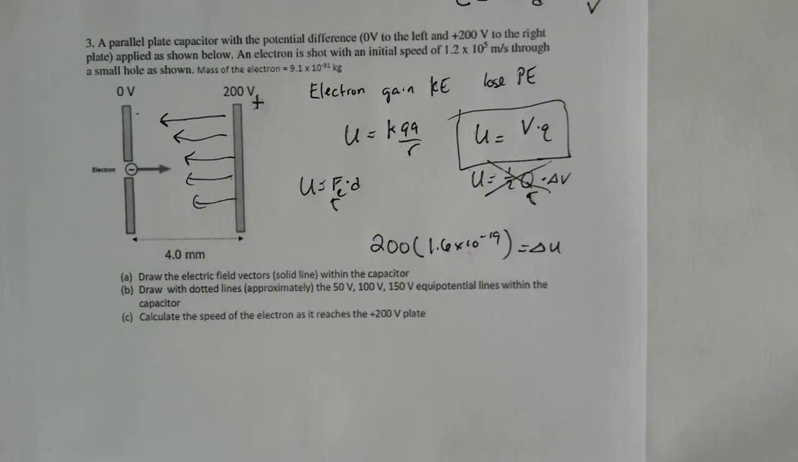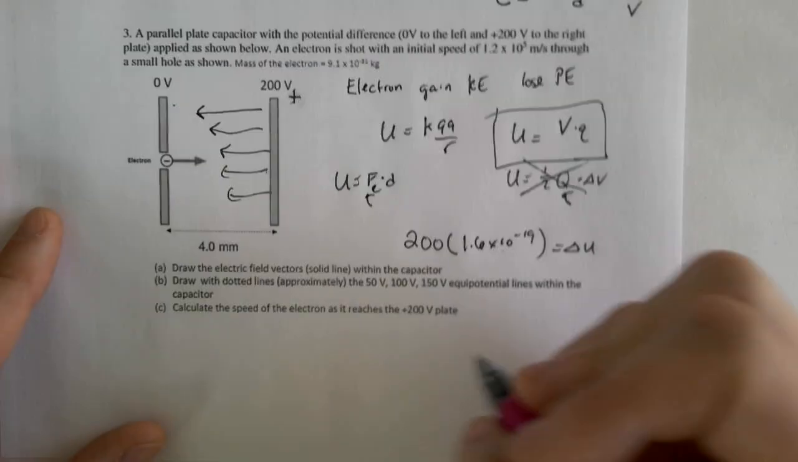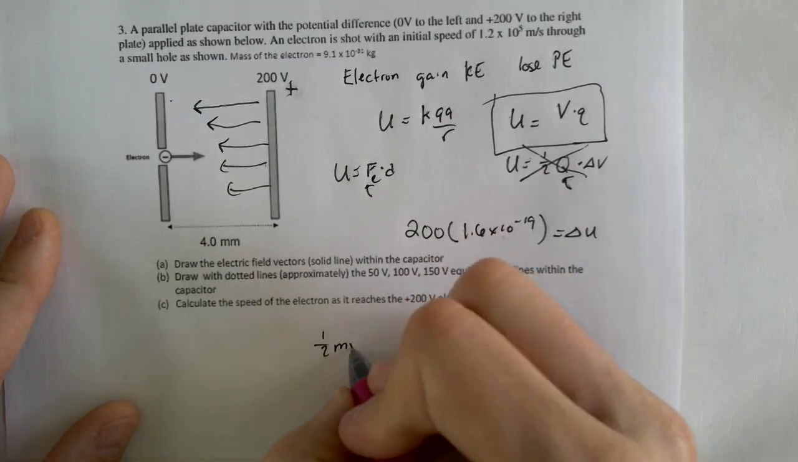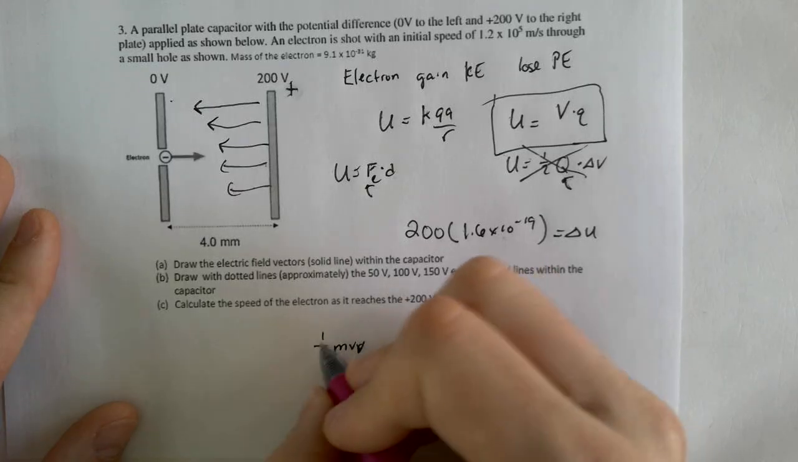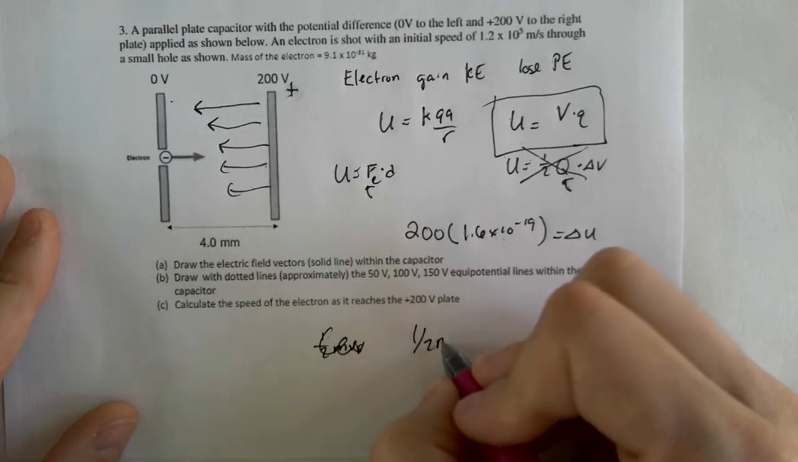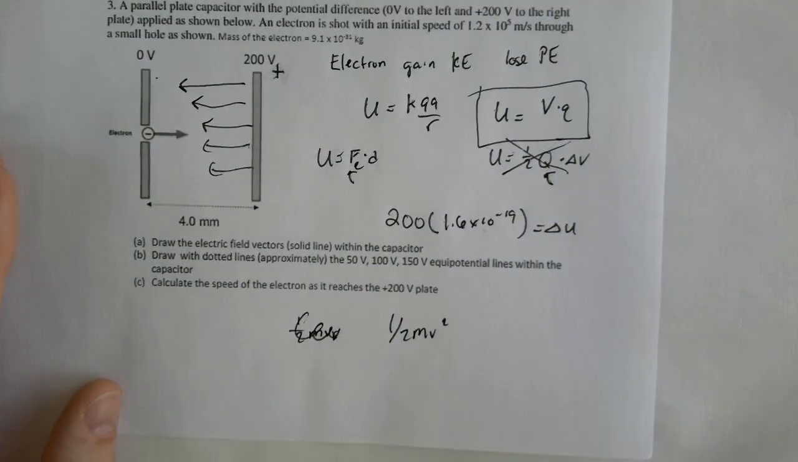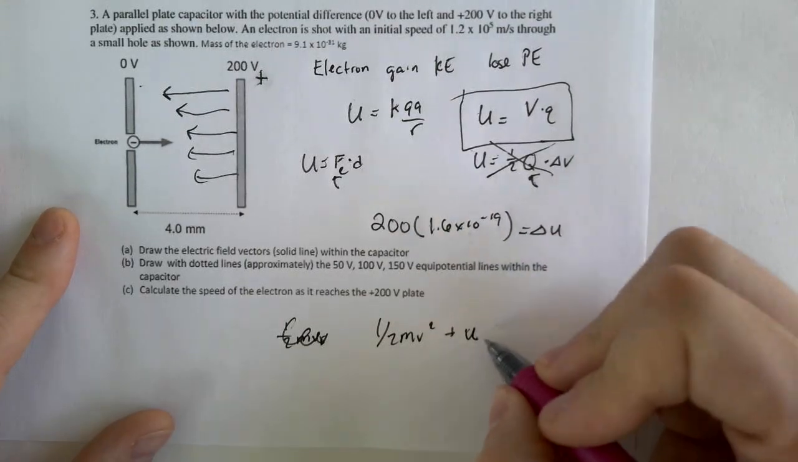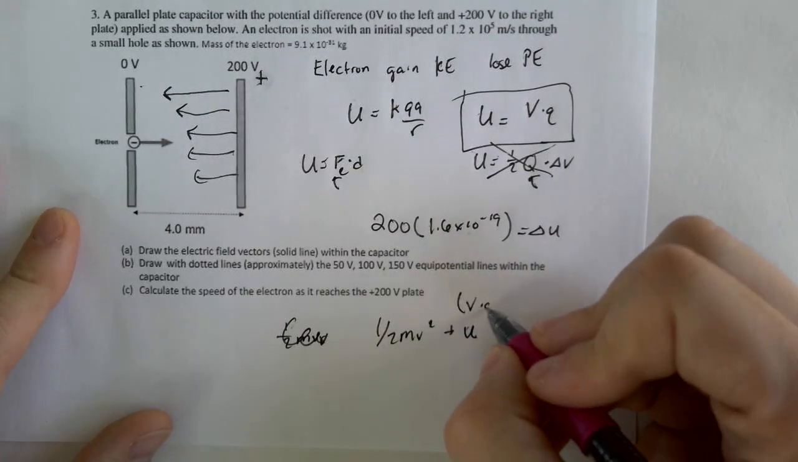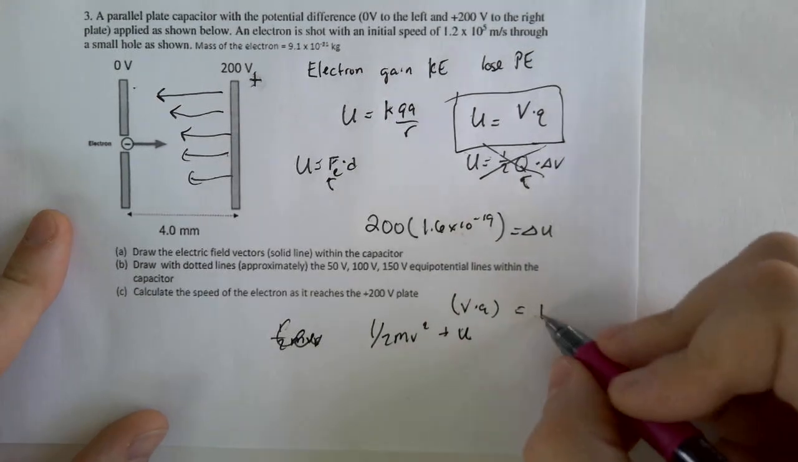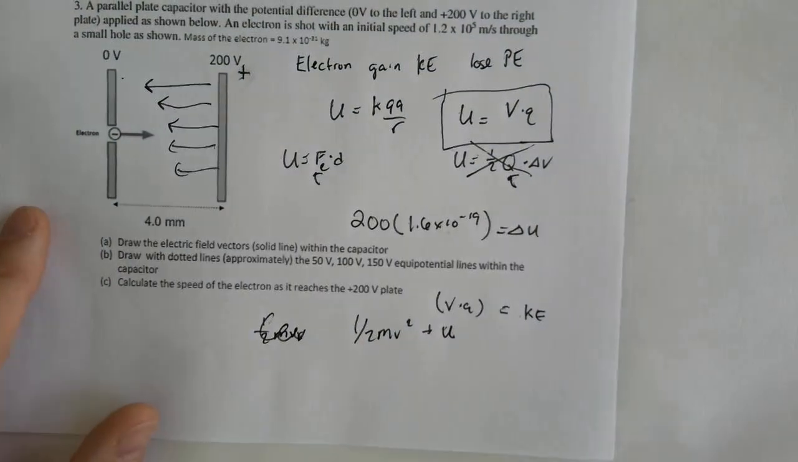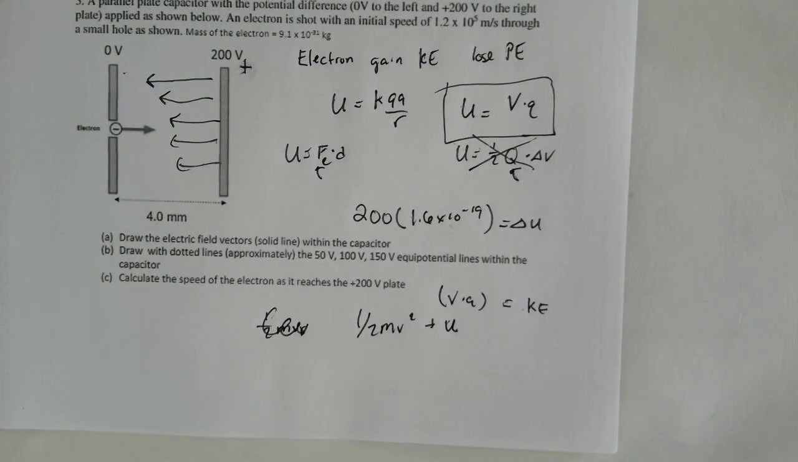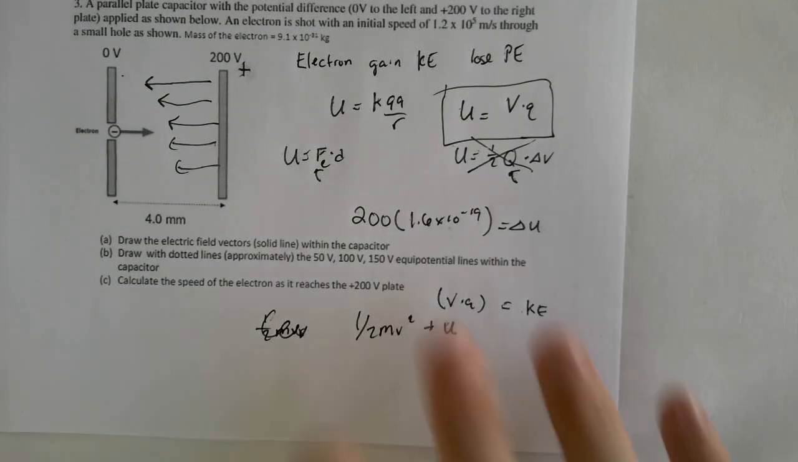All right? So if we were to do this, you would have to start with 1/2 mv squared. 1/2 mv squared would equal the original kinetic energy, and then we would add this potential energy, which would be the voltage times the charge, to equal the new kinetic energy, which would be 1/2 mv squared final. Okay? Now, I think that's good. I don't want to go through the math. I hope that you understand that.